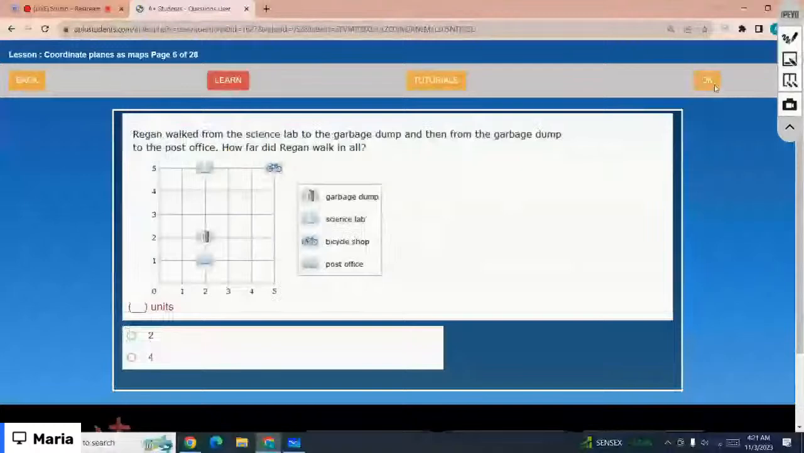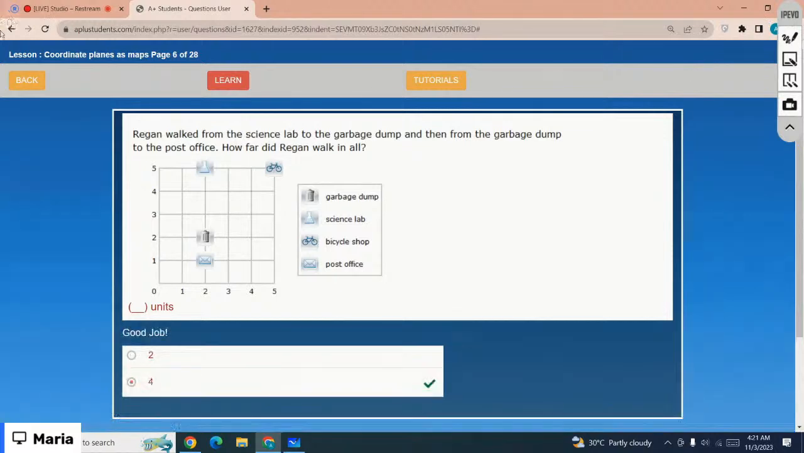Regan walked from the science lab to the garbage dump and then from the garbage dump to the post office. How far did Regan walk in all? Which is the correct option? Very good. The correct option is... you can complete the lesson by yourself for today. Let me just move on to next lesson, right?